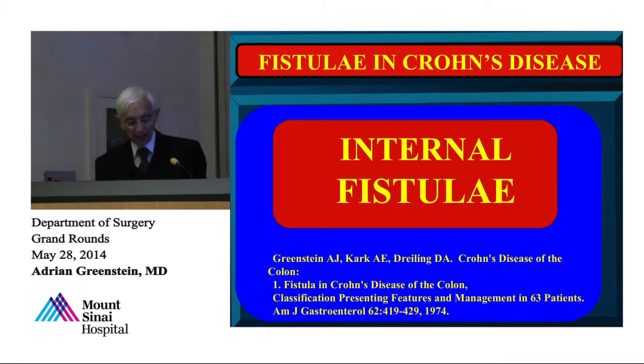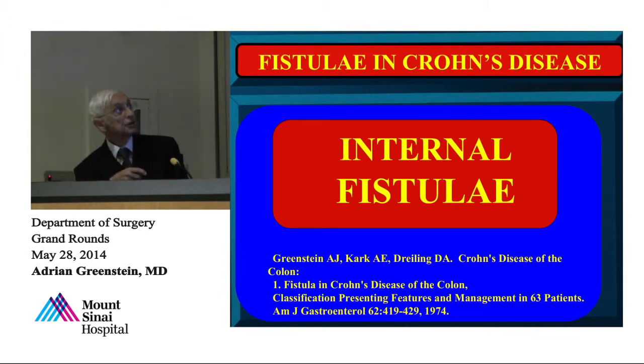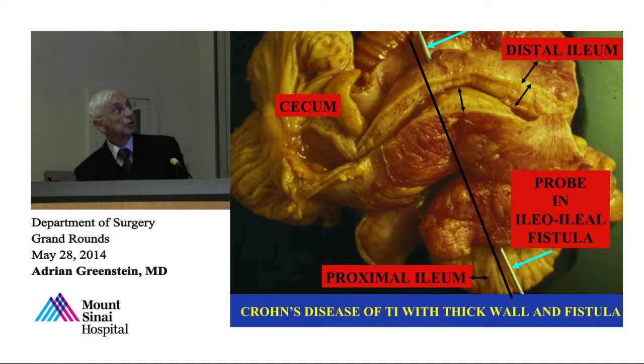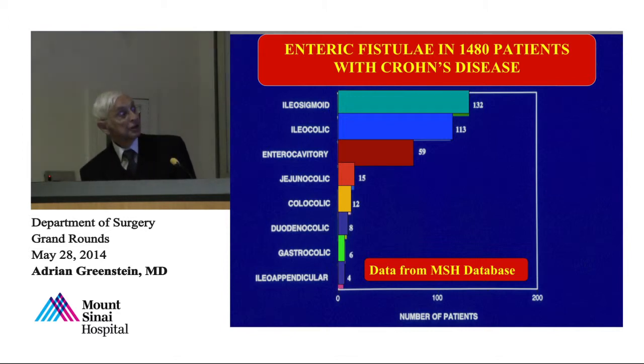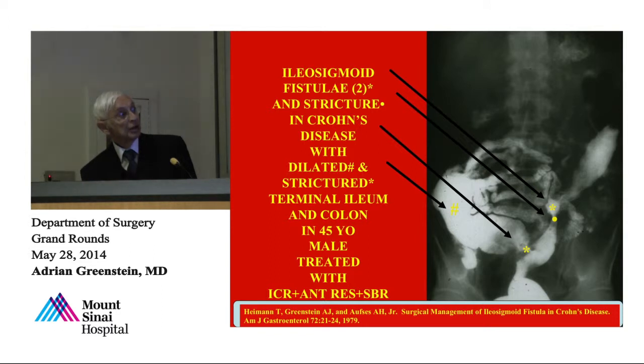Fistulae in Crohn's disease, looking at the internal ones, you can see an internal fistula in the next one. This is an internal fistula here, and there we see the thickened bowel wall of the Crohn's disease, and here's the terminal ileum. Now, the enteric fistulae in Crohn's disease in 480 patients with this disease, most common ileosigmoid, ileocolic, enterocavitary, jejunocolic, colocolic, and duodenocolic were the next most frequent from our database. And this shows over here a dilated segment of small bowel, a very diseased segment of colon, 2 fistulae, one here and one here. We had to do an ileocolic resection, an anterior section, and 2 reanastomoses to treat this patient.